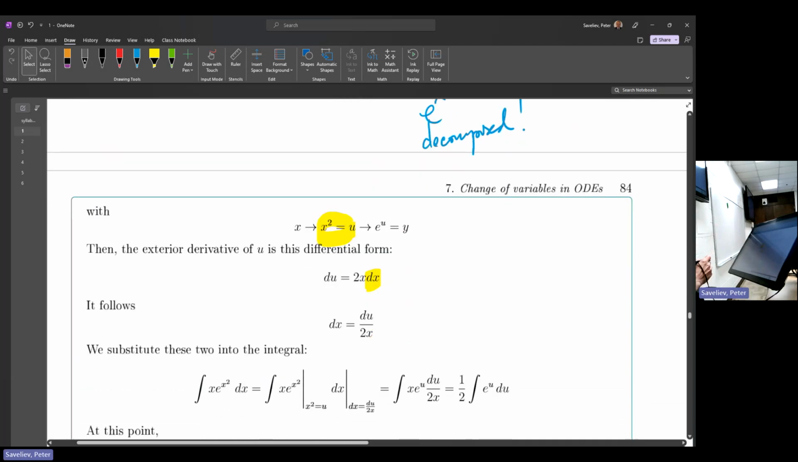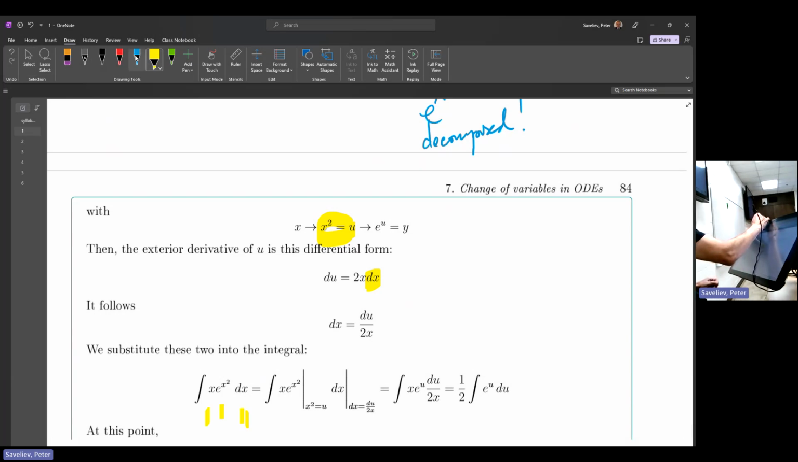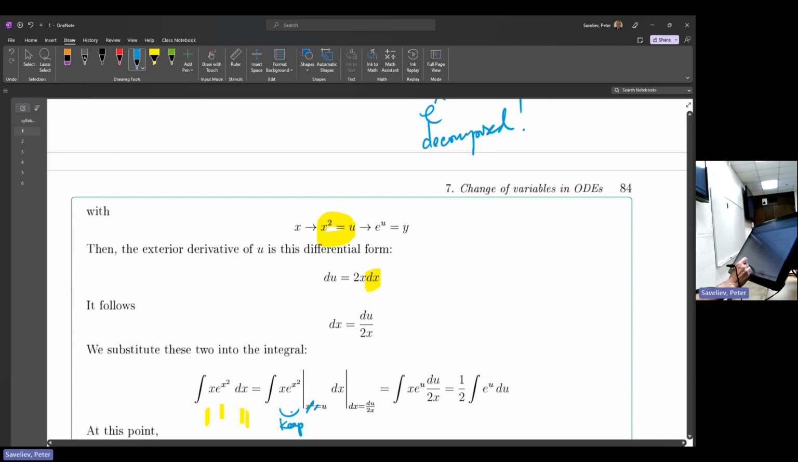As you can see, as I take my integral over here, I split it into two. One entirely depends on x, the other one entirely depends on dx. And then I substitute. Actually I do not even need to do it for the x. The dx comes from over here, and it is du over 2x. The x cancels out. I end up with 1/2 e to the u du.